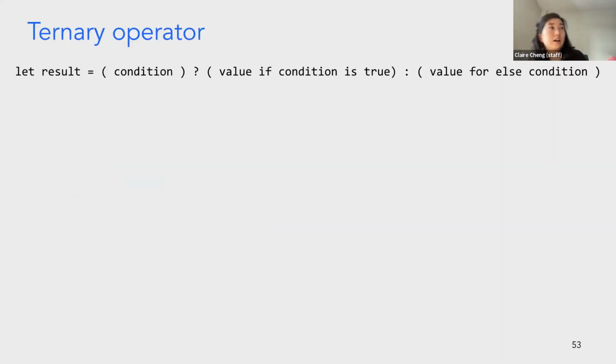For a quick review for some of you who may have forgotten or don't know what it is, a ternary operator is just an if-else statement in a very compact form. This ternary means that if this condition is true, then set result equal to the first value after the question mark. Else, if the condition is false, set result equal to the value after the colon.